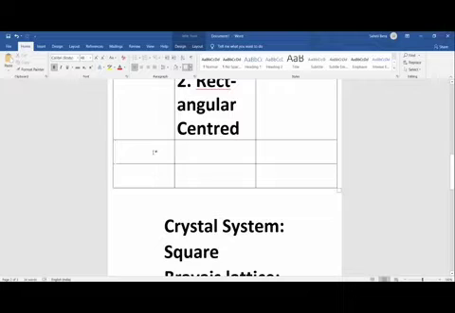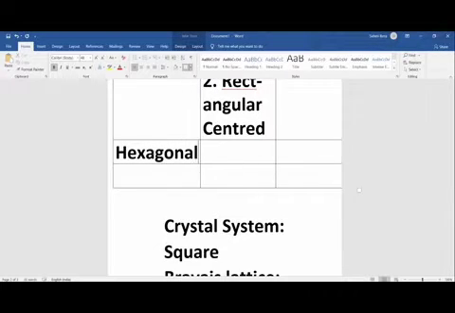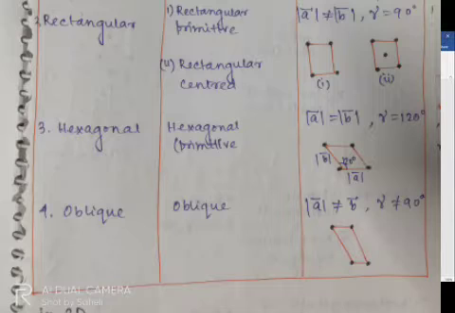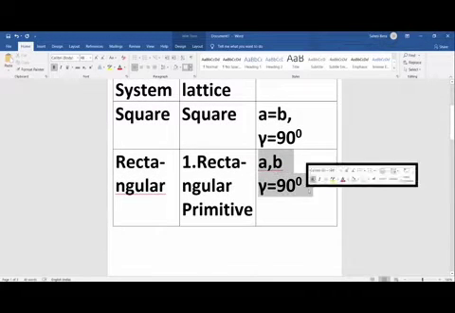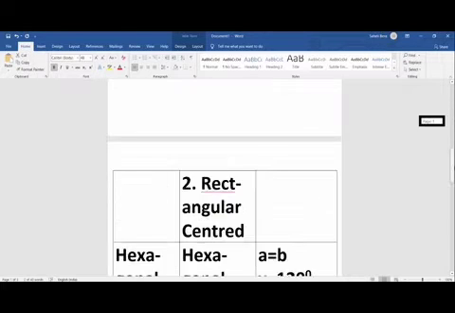So next is hexagonal. a is equal to b and gamma is not 90 degrees. Here gamma is 120 degrees. Just check the figure. Next is oblique. Oblique means it can be of any type. When there is nothing related to the other three types, we call it oblique. a and b are not equal, obviously, and gamma is not equal to 90 degrees.